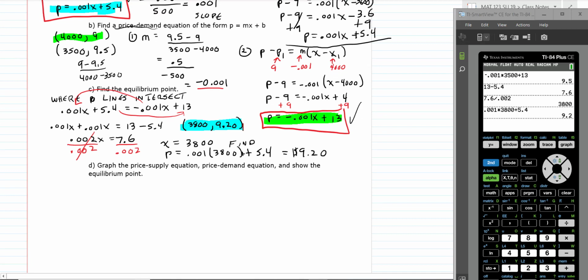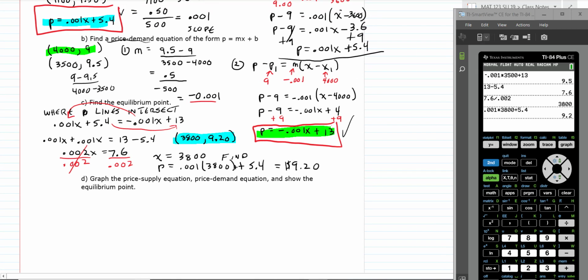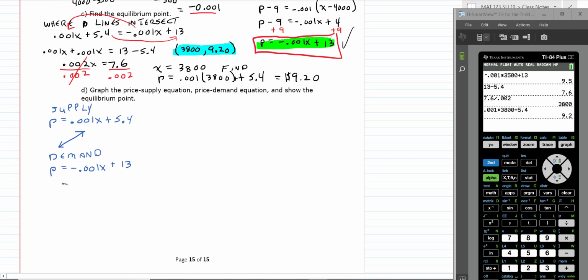So let's write down these two things and keep track of which is which. The supply equation was P equals 0.001x plus 5.4. That has a positive slope, so it's going to slope upwards. And the demand equation was P equals negative 0.001x plus 13. That has a negative slope, so it's going to slope downwards. So we're going to have two lines that are going to intersect.